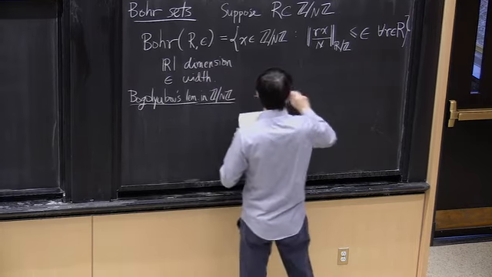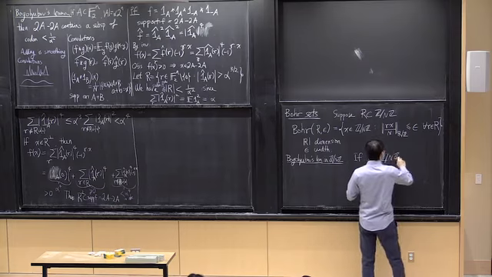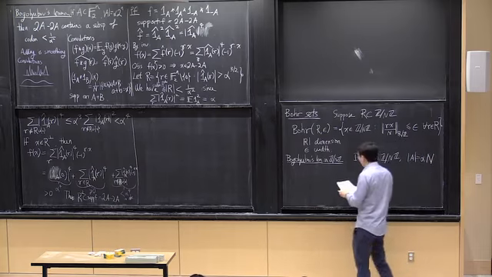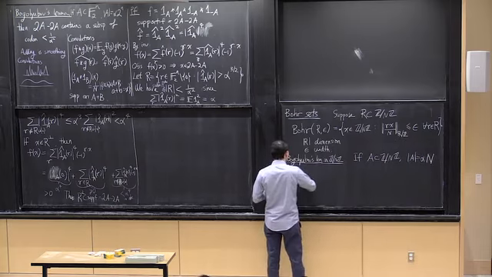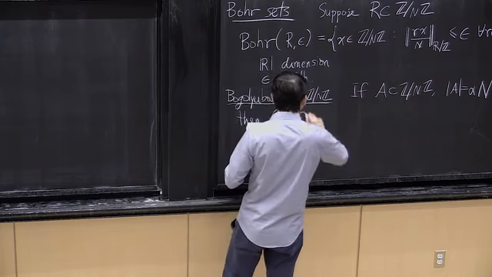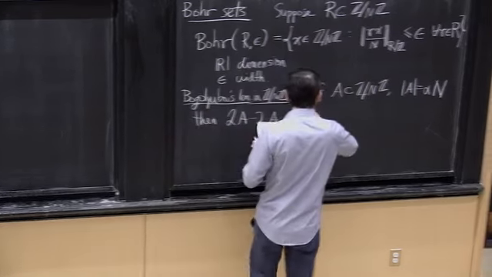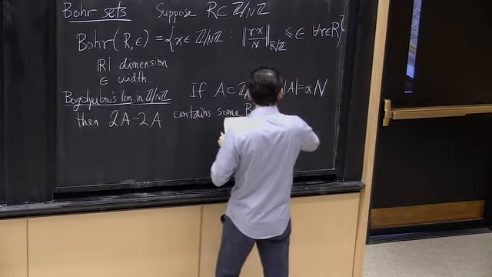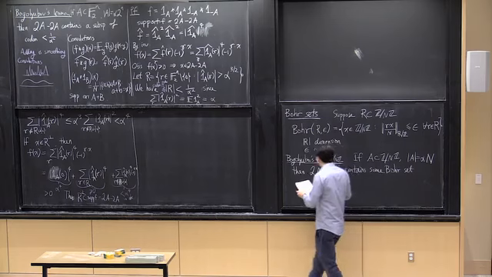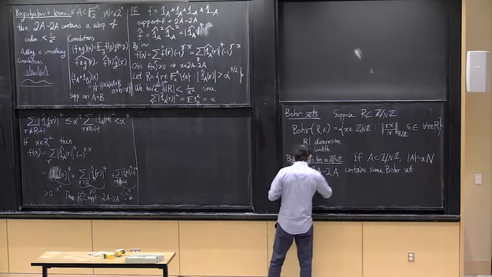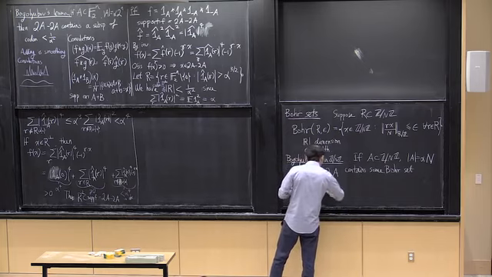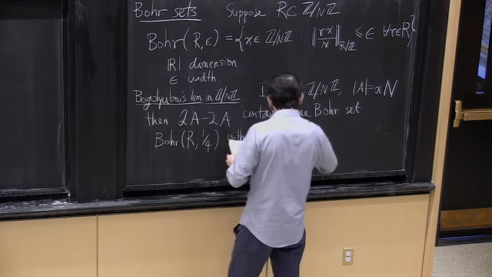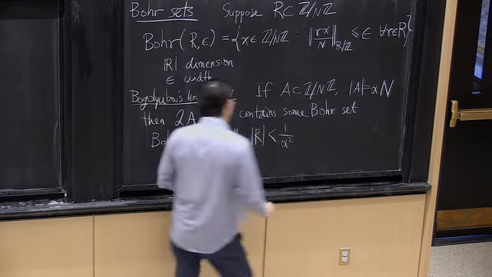If you start with a subset A of Z mod n, and all I need to know is that A is a constant fraction of this cyclic group, then the iterated sumset 2A minus 2A contains some Bohr set, Bohr set with R of width 1/4, with the size of R less than 1 over alpha squared.